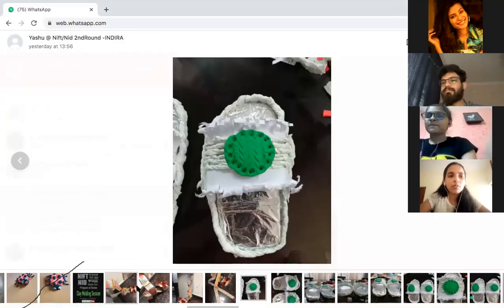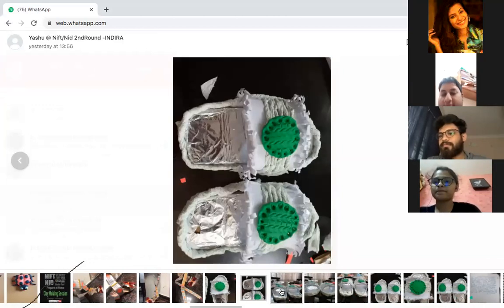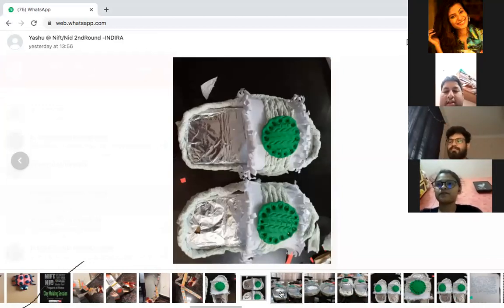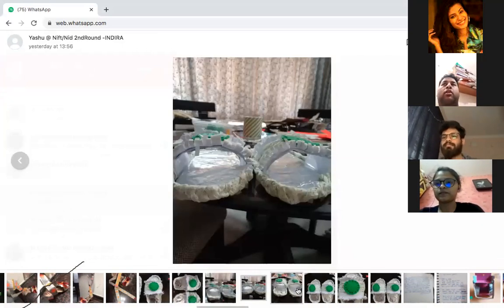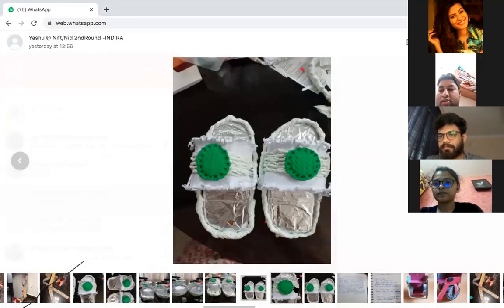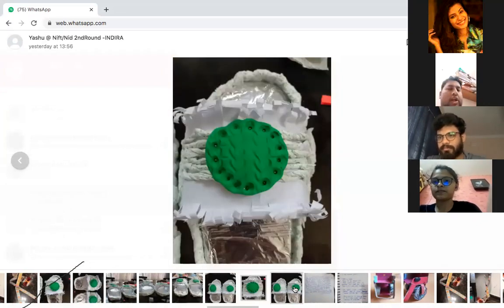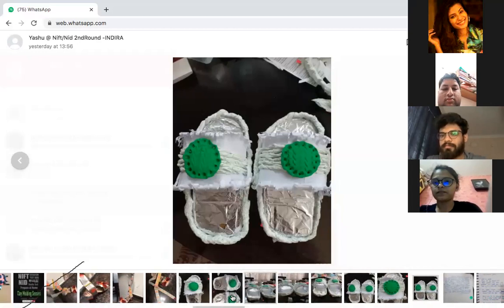Now we have Yashasvi. Yashasvi, are you here? Yes, ma'am. Okay, please describe your product. So it is a fancy flip flop for summers for all age groups. It can be used at home and for going out also. The techniques used in this are tissue paper, silver foil, printed paper, clay on the top button, and plating of tissue paper.